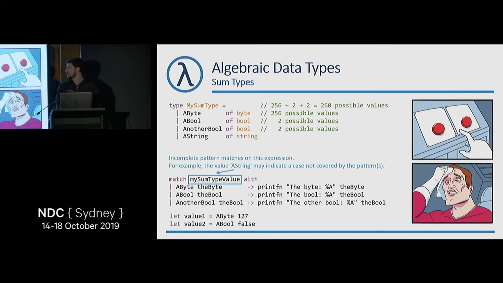Here's how we create values of this sum type. We can use those case constructor names and pass them what they contain. So for example, we create value 1 by passing 127 to a byte constructor. And we create value 2 by passing false to a bool constructor. So to create a value of mySumType, we must use one of those constructors. And that's how we pick between which alternative we want when we create values.